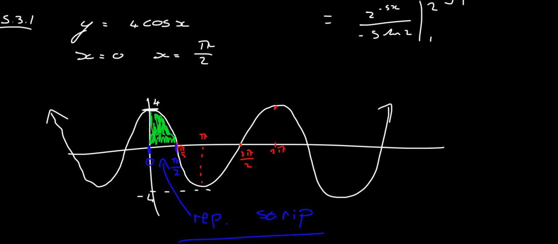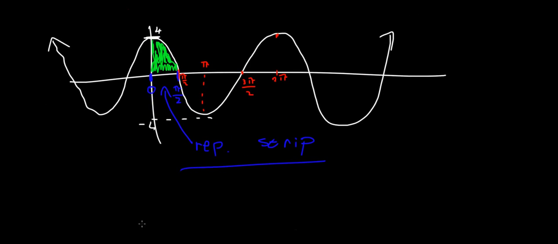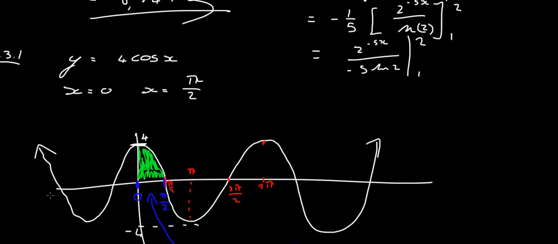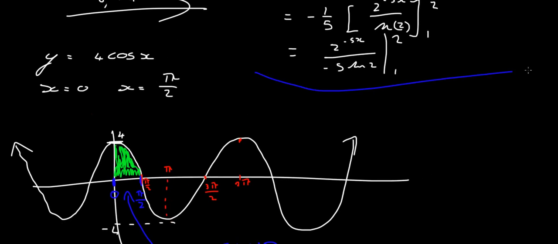Okay, then question 5.3.2. I wish I had done it a bit smaller. I'm going to try solve this problem here. Question 5.3.2 says, calculate using integration the value of the enclosed area indicated in question 5.3.1. So basically what they're saying is take the integral from 0 to pi over 2 of 4 cos x dx.